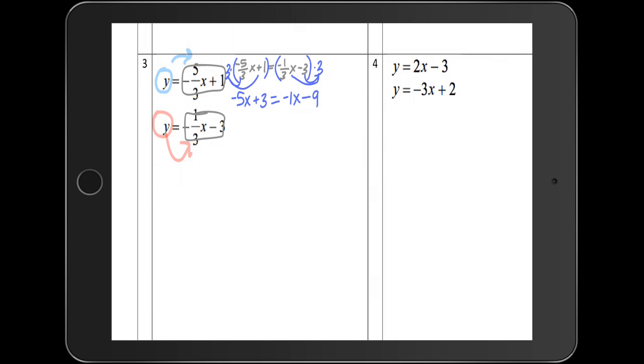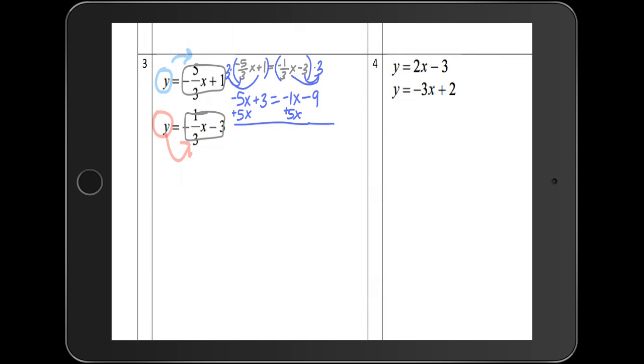So the question is, which one should I move? Well, negative 5 is less than negative 1, so it'll help me if I move negative 5, because then I won't have to worry about negative variables. So I'm going to do the opposite in order to move negative 5x, which means I'm going to add 5x to both sides. Draw my equal line.